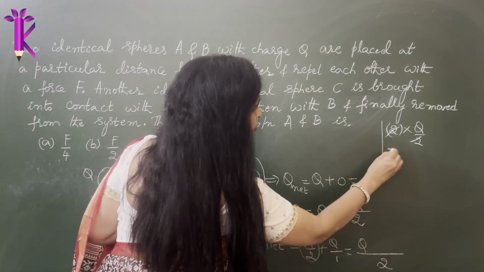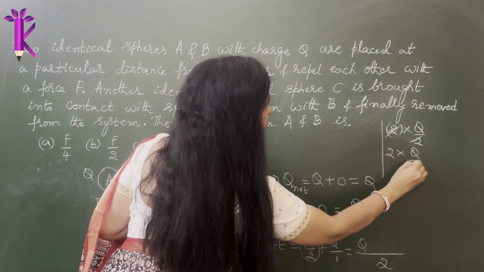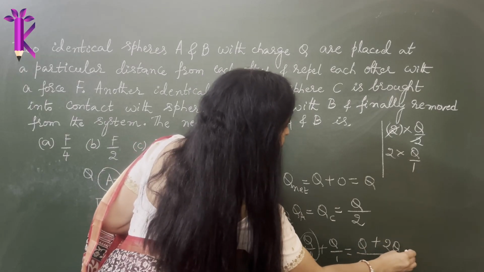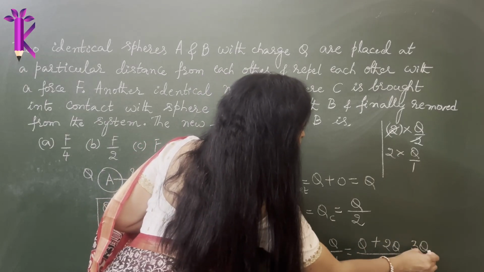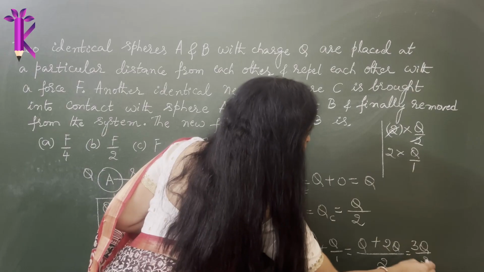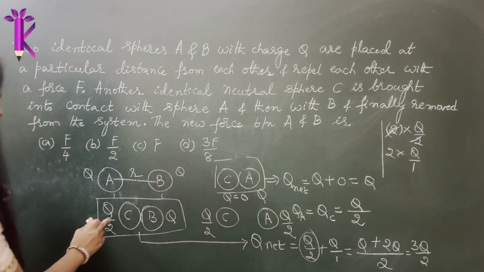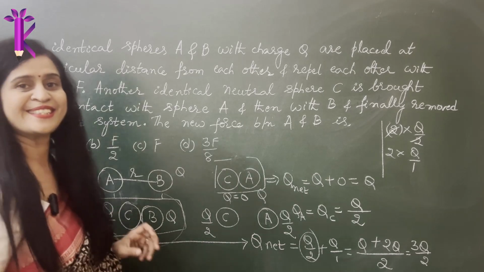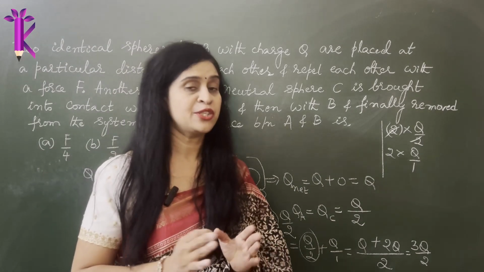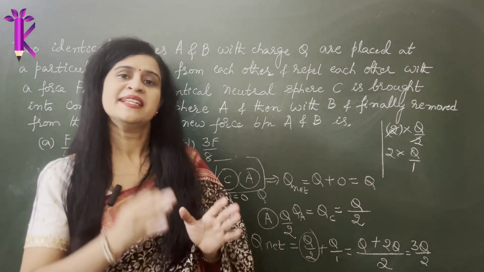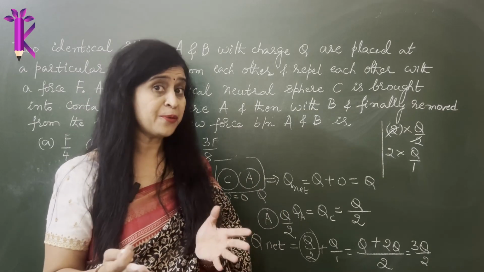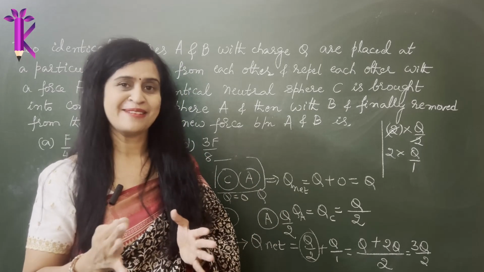Similarly, you have 2 into Q divided by 1, so it is 2Q. Q plus 2Q, that is the total charge on that system of the two spheres, is 3Q by 2. So what is the total charge on this entire system now? It is 3Q by 2. Now, if you separate them, then that gets halved again. There will be equal redistribution. I hope you figure it out. If not, I will reveal it.